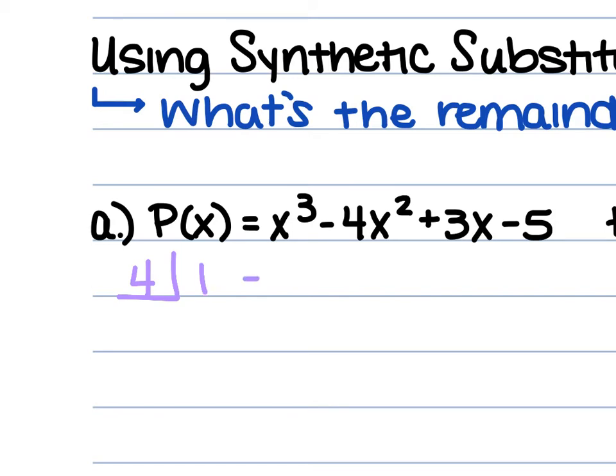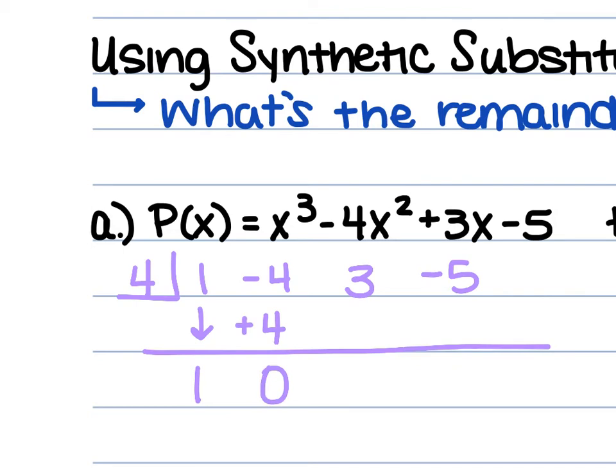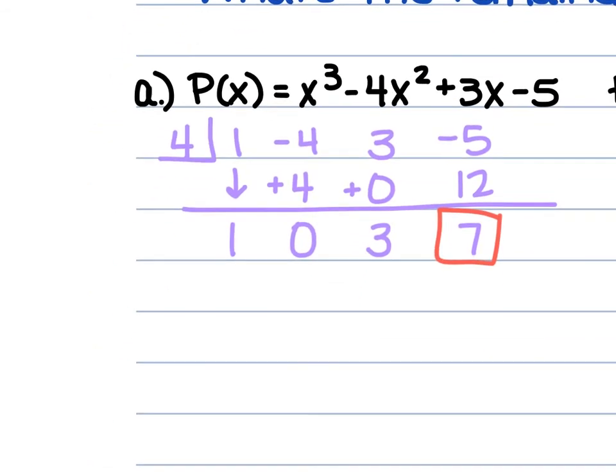The coefficients are 1, negative 4, positive 3, and negative 5. So from here, you bring down that 1. 1 times 4 is 4. The negative 4 plus the 4 is 0. 0 times 4 is 0. The 3 plus 0 is 3. 3 times 4 is 12. Negative 5 plus 12 is 7. Because you have that 7 as your remainder, that p of 4, because you plug the 4 in, is going to be 7.